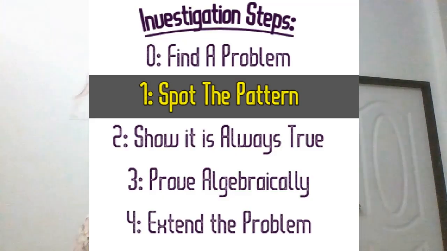The second step is you need to show the pattern is always true. The third step is that you prove the pattern algebraically. And the fourth step is that you extend the problem. The 0th step being that you have a problem in the first place. And it needs to be investigated because you don't know what the maths technique would be, which is why I was very happy and surprised to find out that 4 by 4 squares came in this category, because I thought I'd do it easily. A bit of thought about simultaneous equations or something.